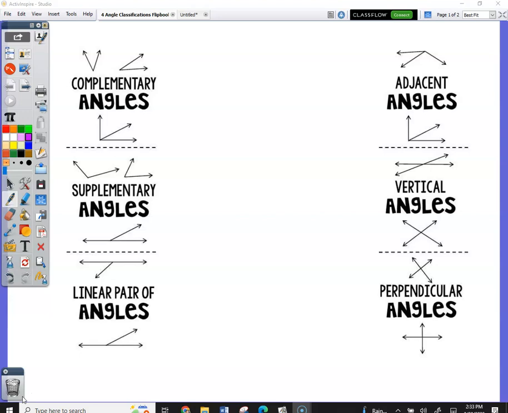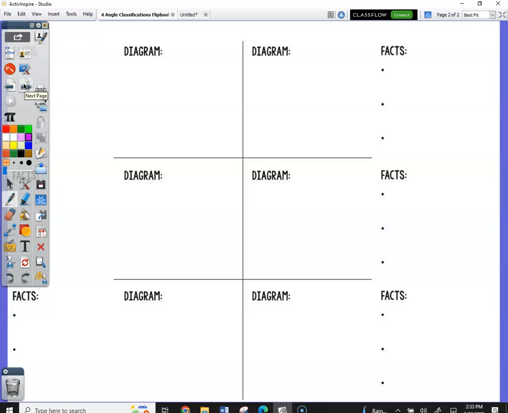Now yours, I know they're switched. This is because this is the foldable. If you open it up, you should see this. So we're going to start with adjacent angles, which is the top left. I hope you're ready to write. There's a lot of writing.